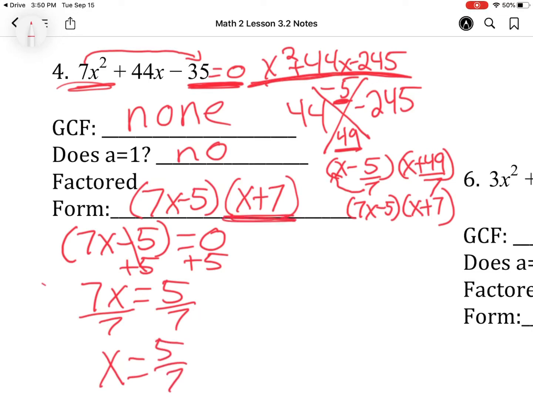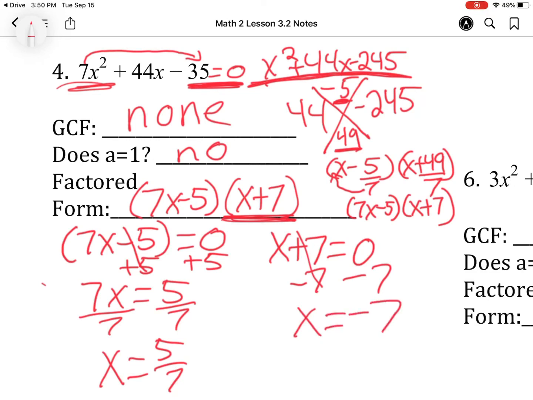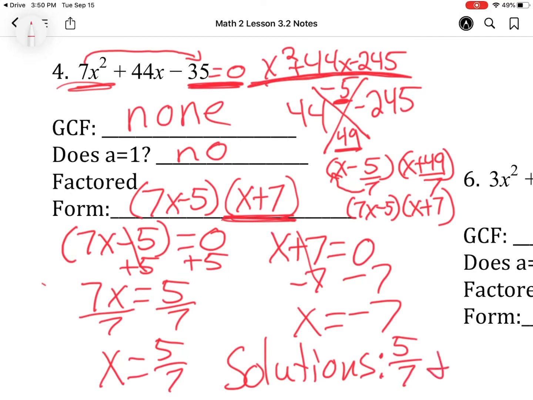We also have this part to the right, which is x plus 7. I'm going to set it equal to 0. Minus 7 on both sides. X equals negative 7. So our solutions are positive 5/7 and negative 7. So that was the only thing that was left to these notes.